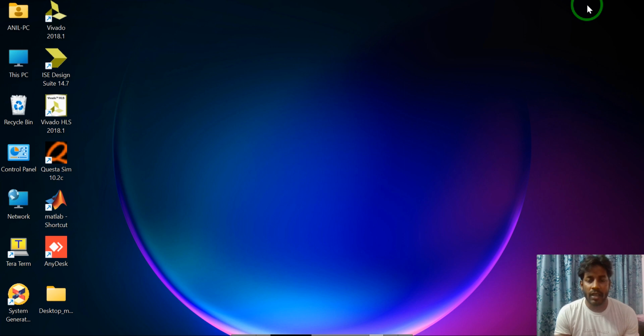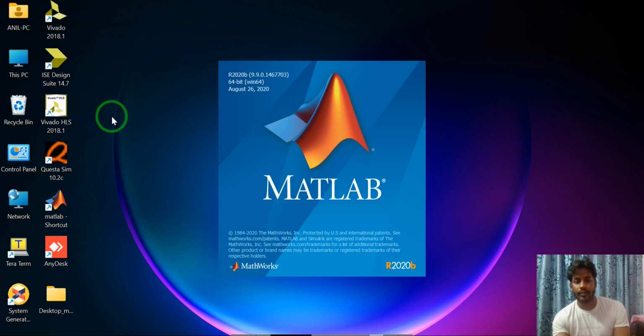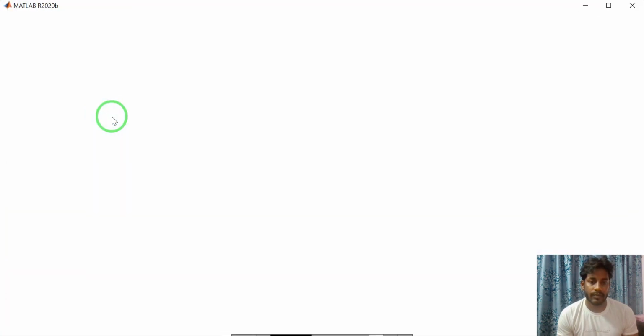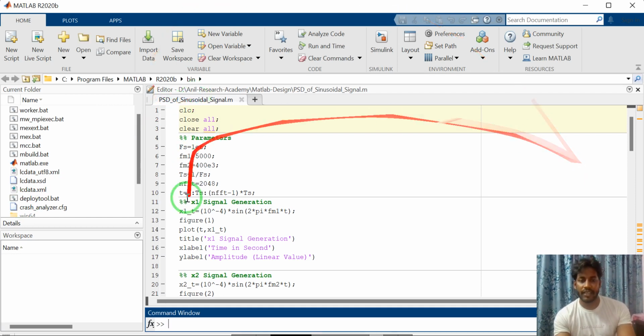In this tutorial, I will explain power spectrum of FFT data. How to convert FFT data into power spectral density in Matlab. Okay, so just open the Matlab tool. So I have opened the Matlab tool. This is the user interface of Matlab.